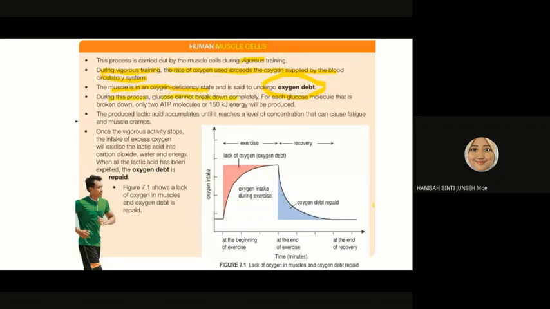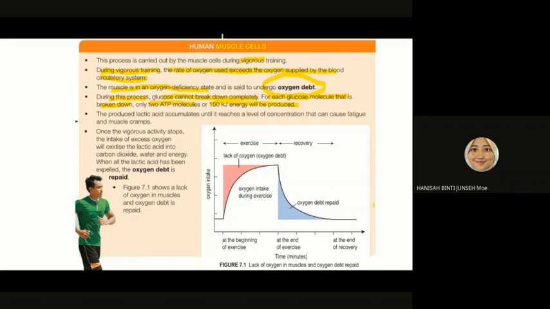glucose cannot break down completely. Whenever tiada oksigen saja, we can call it glucose breakdown incompletely. For each glucose molecule that is broken down, only 2 ATP molecules or 150 kilojoules of energy will be produced. I just want to show you there's only a little amount of energy produced by the muscle cells during the lactic acid fermentation in our muscle cell. Hanya sedikit sahaja. Tapi there's still energy, cuma sedikit.